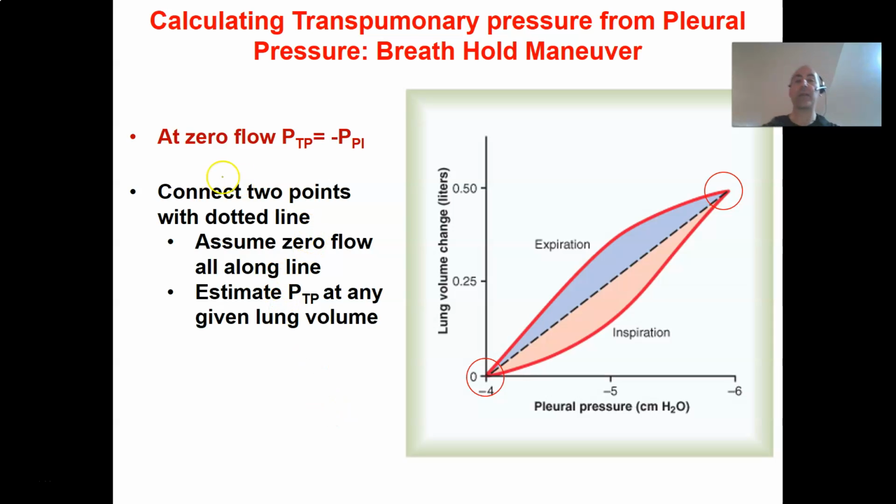So with a breath hold maneuver, you have somebody, or an animal, take in a deep breath and then hold. We know that at zero flow, transpulmonary pressure equals negative pleural pressure, because transpulmonary is always positive and pleural pressure is always negative, and they're equal and opposite. So if this is 5, this is going to be negative 5. And we showed that when we looked at the other diagram.